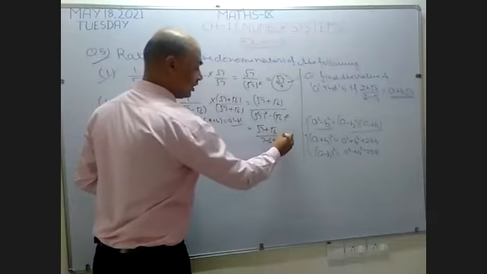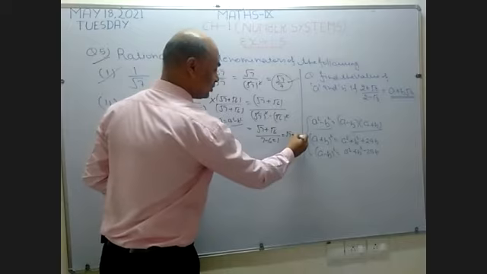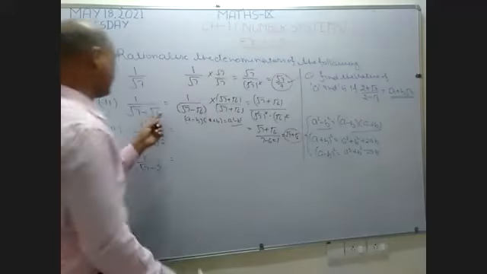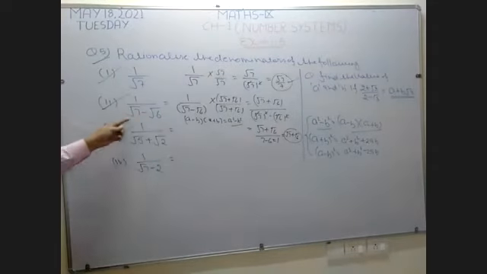7 minus 6 is 1. So the final answer is root 7 plus root 6. This is the answer of the second part of the question. Okay, I hope it is clear.